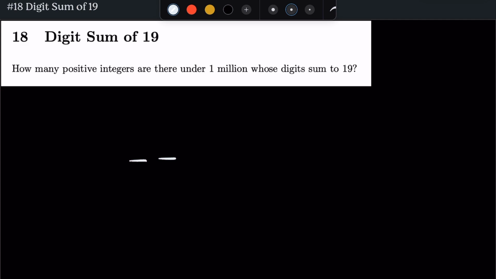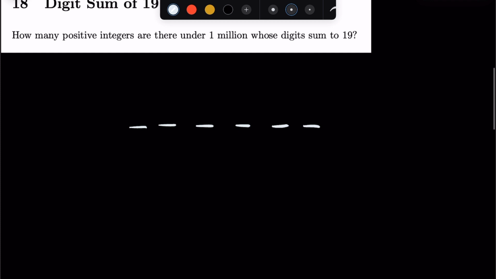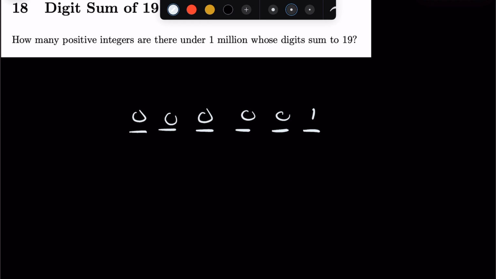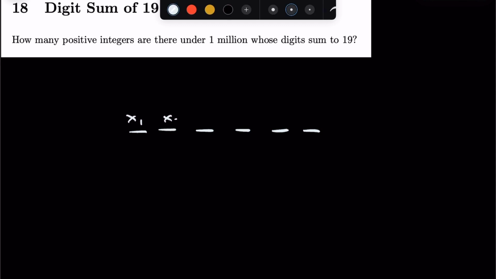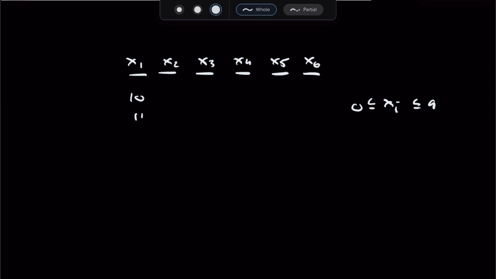So there would be exactly 6 digits. That's just because the smallest positive integer under 1 million would be 1, and the largest positive integer under 1 million would be 999,999. As you can see, every positive integer under 1 million fits this form: x1, x2, x3, x4, x5, and x6, with the constraint that each xi is between 0 and 9 inclusive, because we can't have a digit that is value 10 or 11 or anything larger than 9.